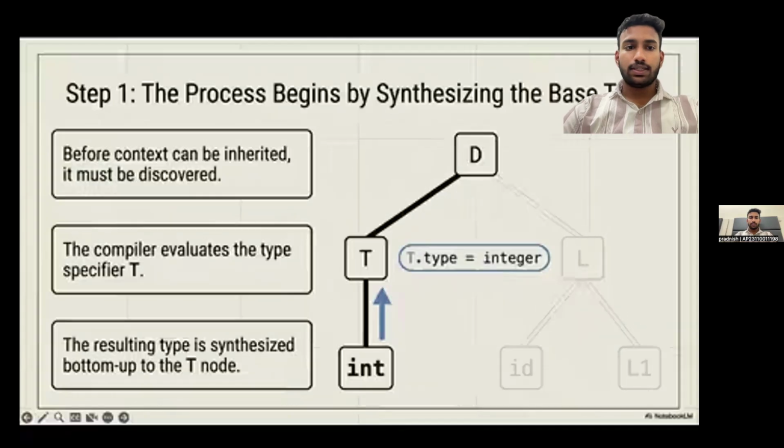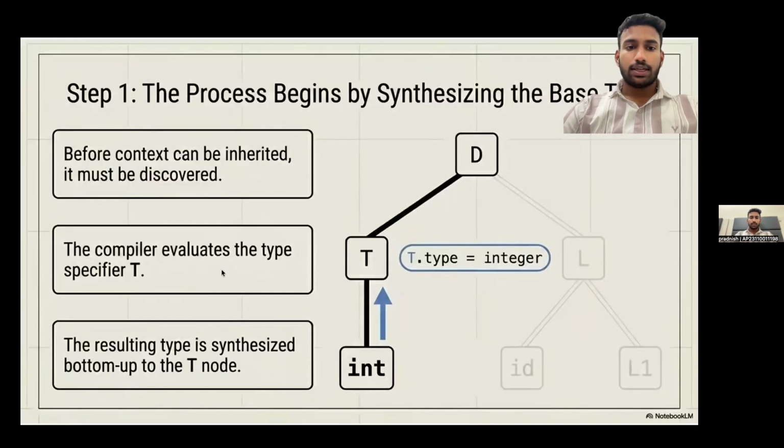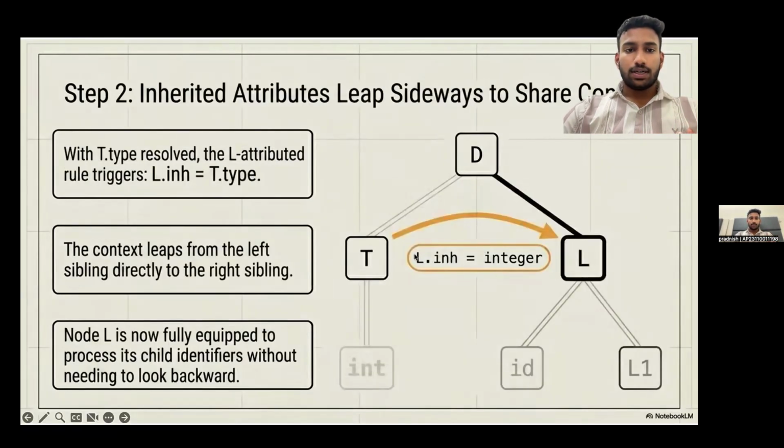Now let us see the step-by-step process. The process starts at the bottom left. The compiler sees the word int. It synthesizes the integer type and passes the integer type up to the T node. At this point, the discovery phase is done. The inheritance phase begins.